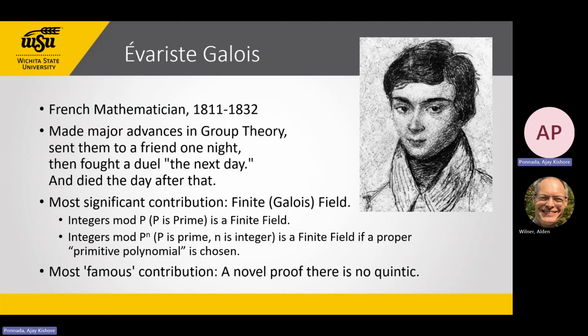So Galois, he's a French mathematician. He just lived 21 years, I guess, his lifespan. He was born in 1811 and died in 1832. He made major advances in group theory, sent them to a friend one night, and then fought a duel the next day and died the day after that. So most of the mathematicians have some fascinating stories. He just sent the work to his friend.